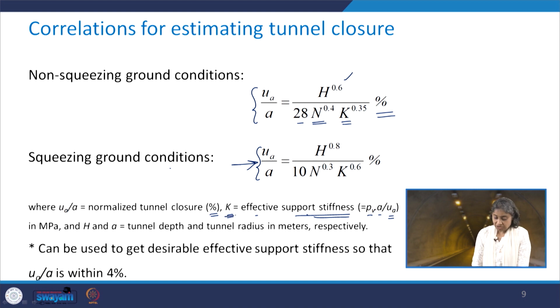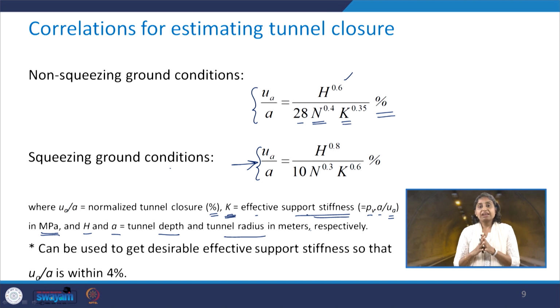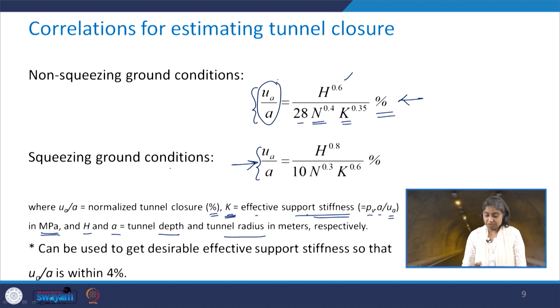Here Ka is also in megapascal, and H and A are tunnel depth and tunnel radius in meters respectively. Now you see here, there is a limit to the allowable UA upon A. It should be within 4%. If I have that permissible limit of UA upon A with me, and say it is the non-squeezing ground condition, then I can focus on this particular expression. I know this quantity because it is the permissible one.